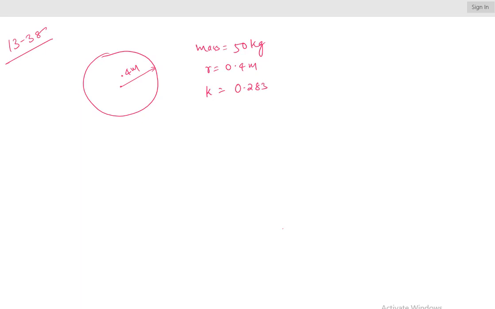It starts at 60 RPM, so omega naught, the initial angular velocity. Let me write it here. Initial angular velocity. This is the same as u or v naught in the linear world. 60 RPM, which of course means we need to calculate that in radians per second, but we'll do that later. Final is 0. It's going to rest in time 2 seconds.